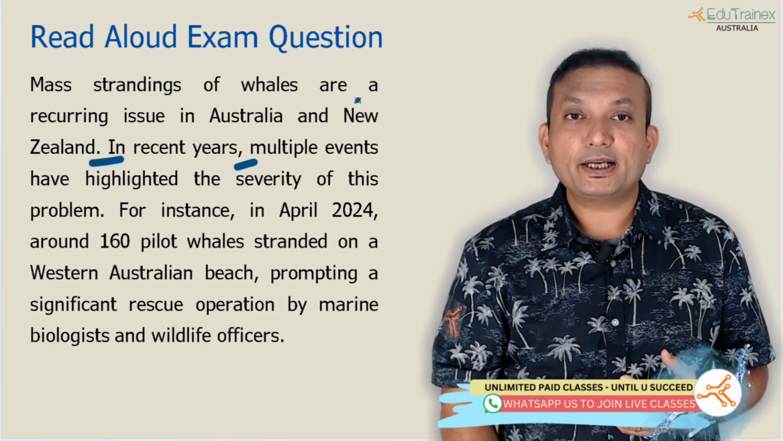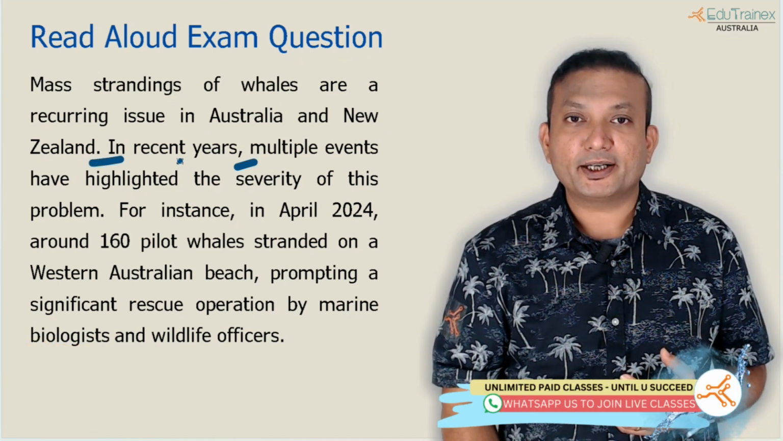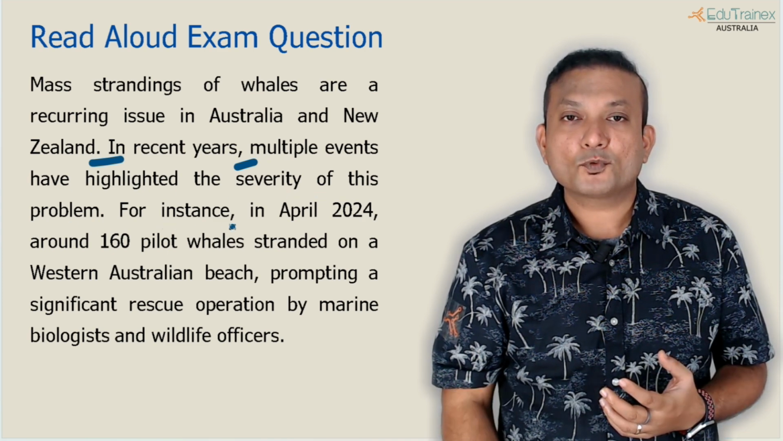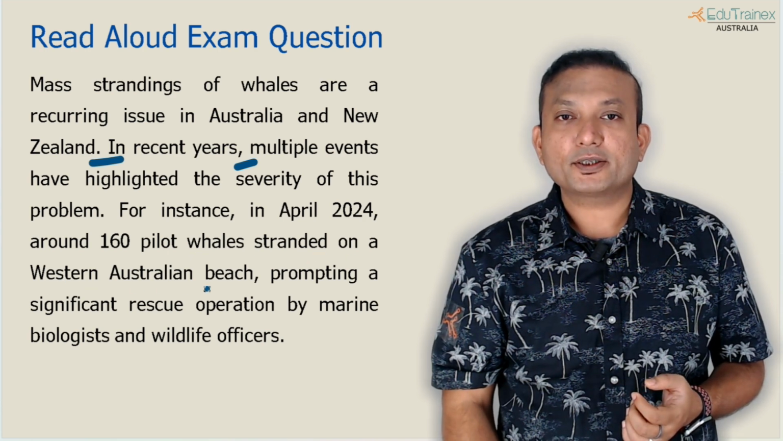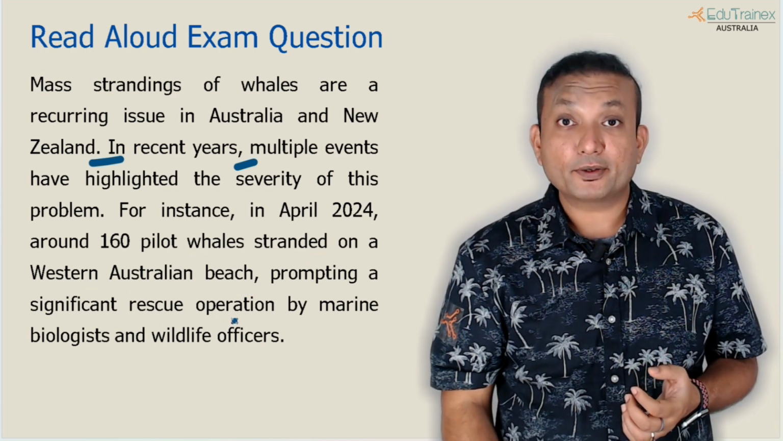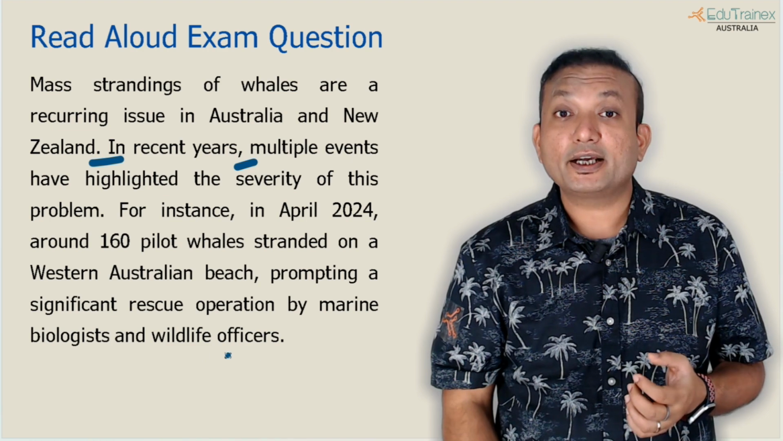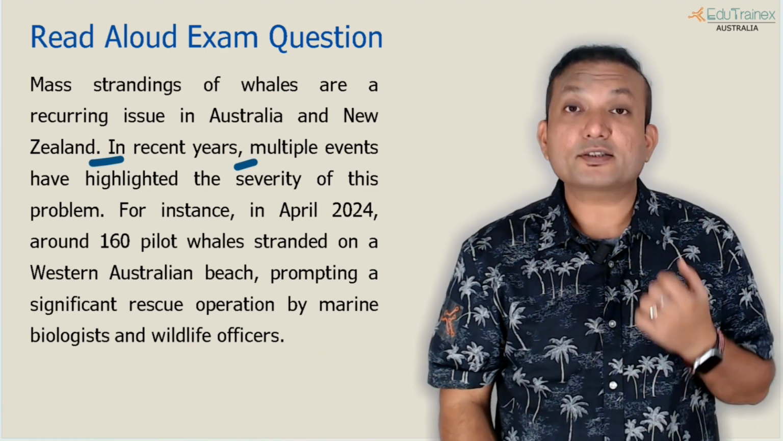Mass strandings of whales are a recurring issue in Australia and New Zealand. In recent years, multiple events have highlighted the severity of this problem. For instance, in April 2024, around 160 pilot whales stranded on a Western Australian beach, prompting a significant rescue operation by marine biologists and wildlife officers. That's the way you have to read.